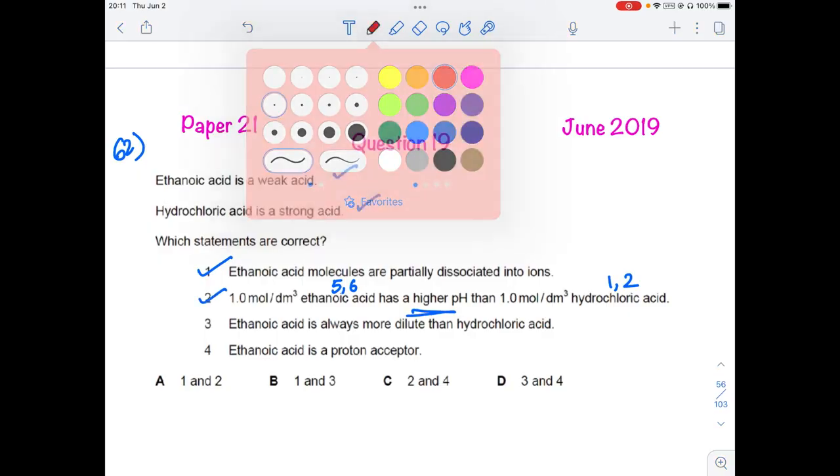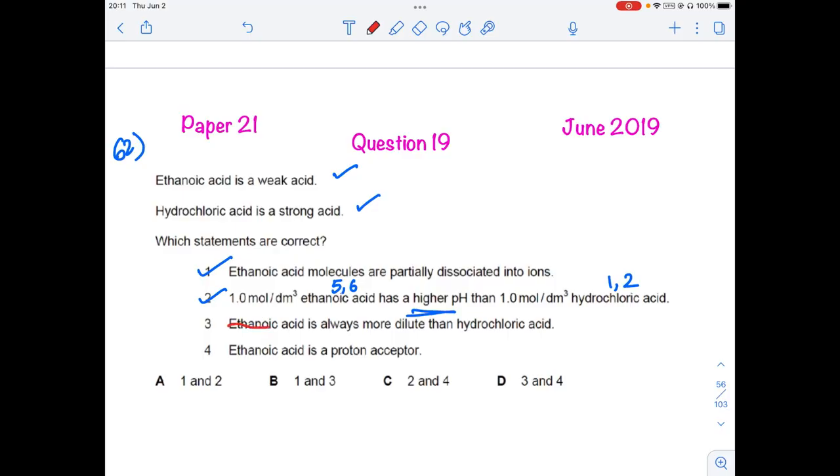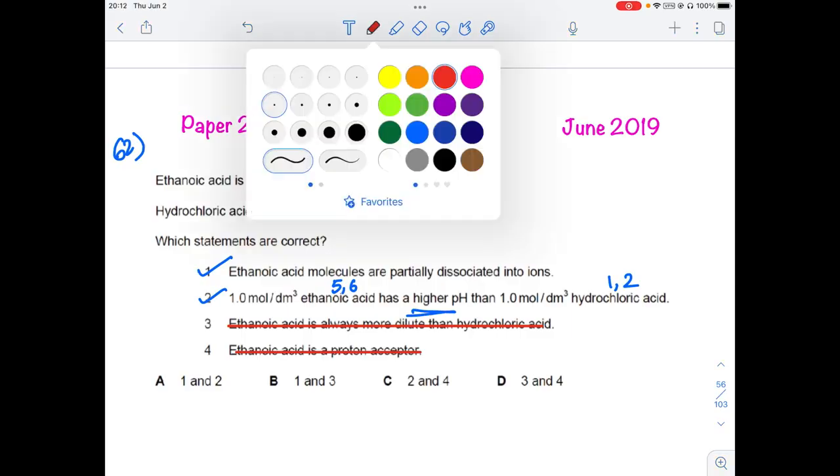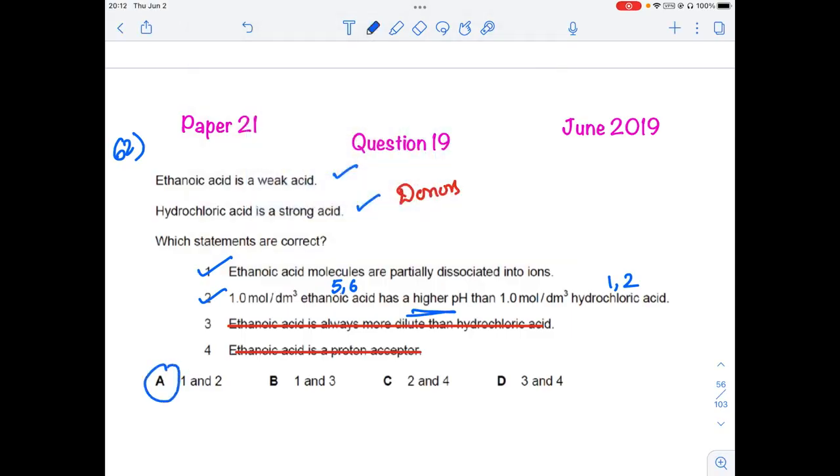Ethanoic acid is always more dilute than hydrochloric acid? Not necessarily, because dilute doesn't depend upon the weak acid or strong acid criteria. It depends upon the amount of water present. We don't know how much water is present, so this does not make sense at all. Ethanoic acid is a proton acceptor? No, all the acids are proton donors. They are not proton acceptors. So the fourth option is also wrong. So the correct answer is 1 and 2, which is option A.